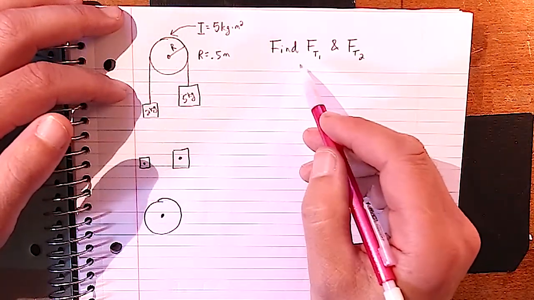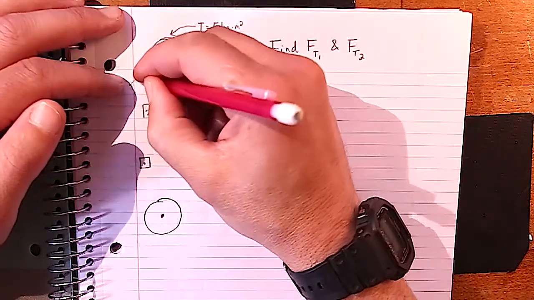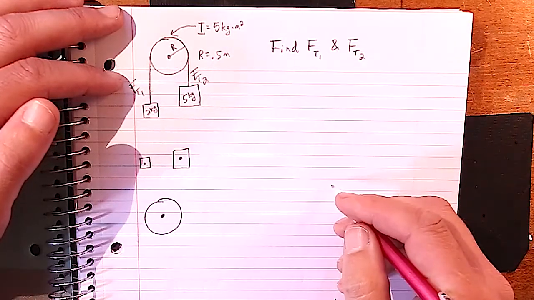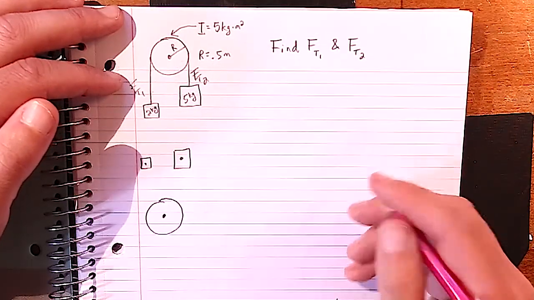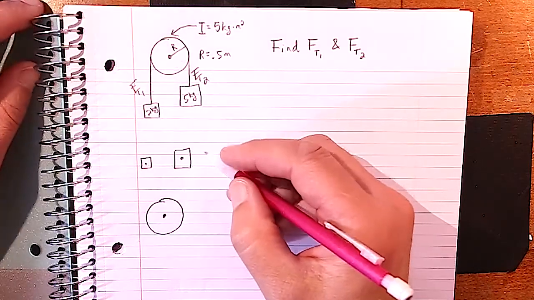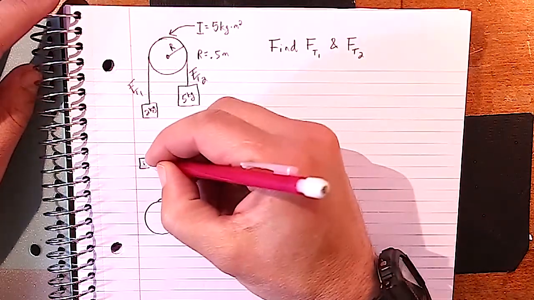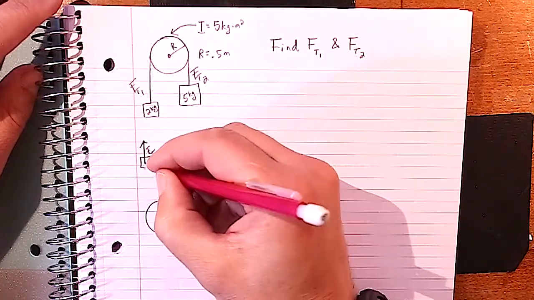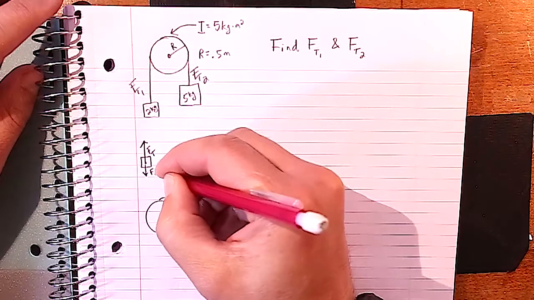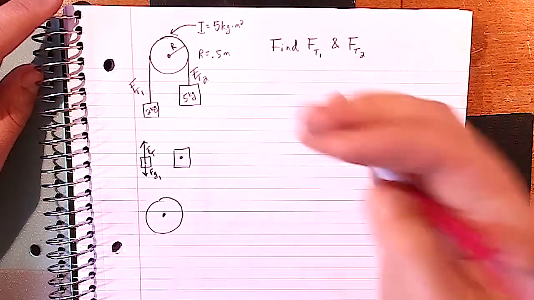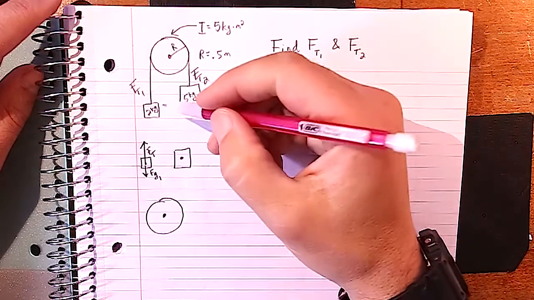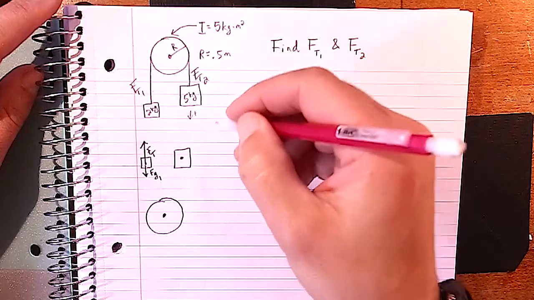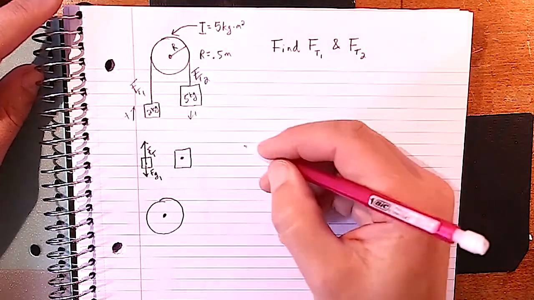So the question is, find Ft1 and Ft2. So let's define this as Ft1, and over here we'll call this Ft2. So the first thing that we should do is draw a free body diagram. So on this side, we have Ft1 acting up, and then we have a smaller Fg acting down. We call that Fg1. Why? Because we know it's going to accelerate in this direction, which we'll call positive. So on this side, that's positive.